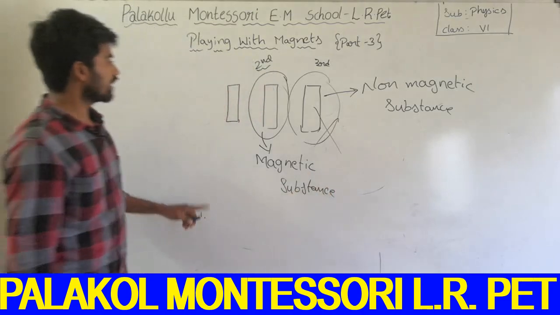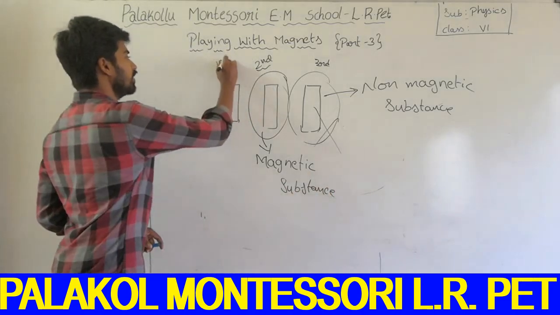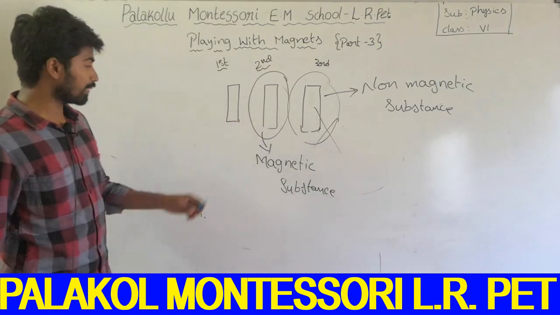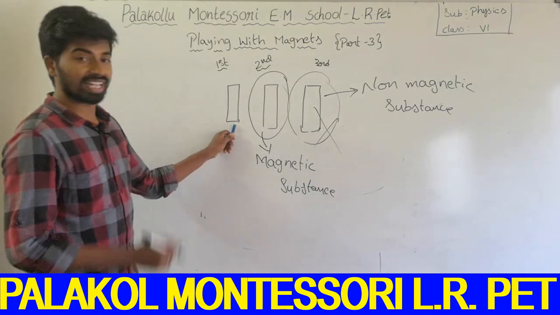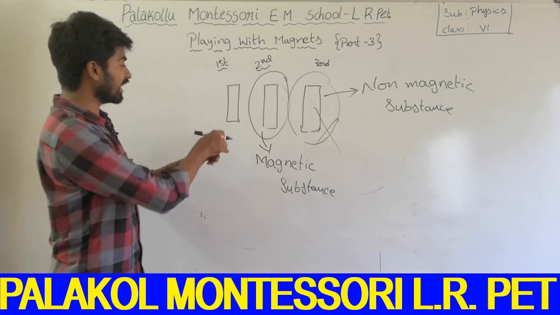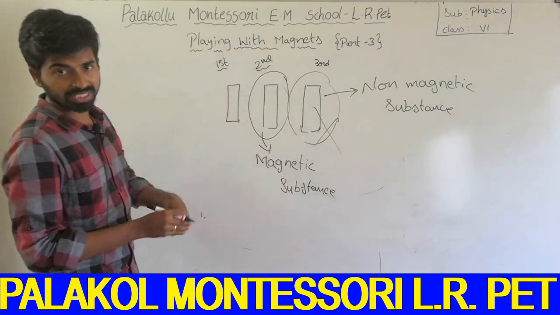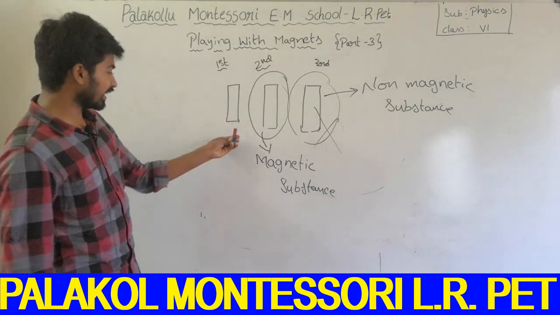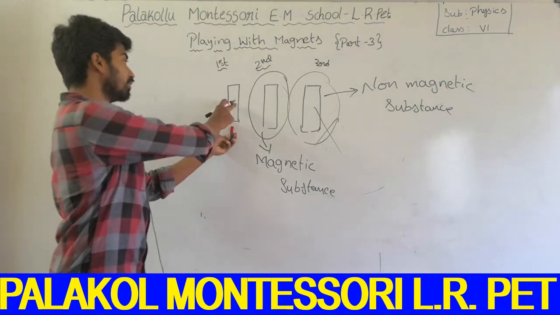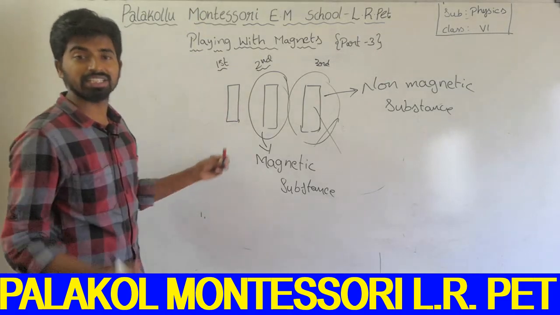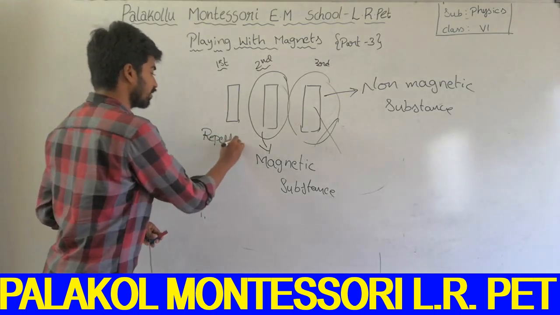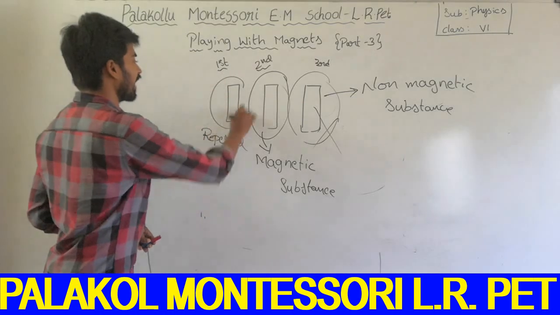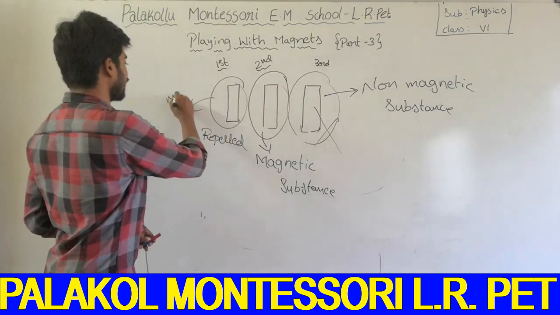This is a magnetic substance. And let's come to the first object. I have placed the magnet near the first object, so the first object was attracted. Then I separated this first object, reversed the magnet and kept it near the first one. So what happened? When I reversed the magnet, it was repelled. Hence this is a magnet.